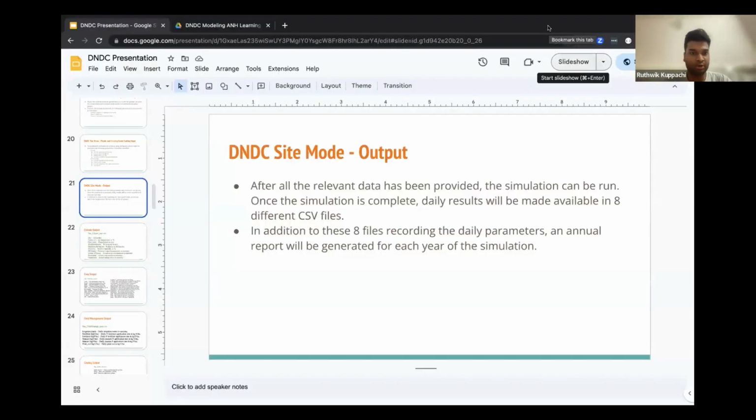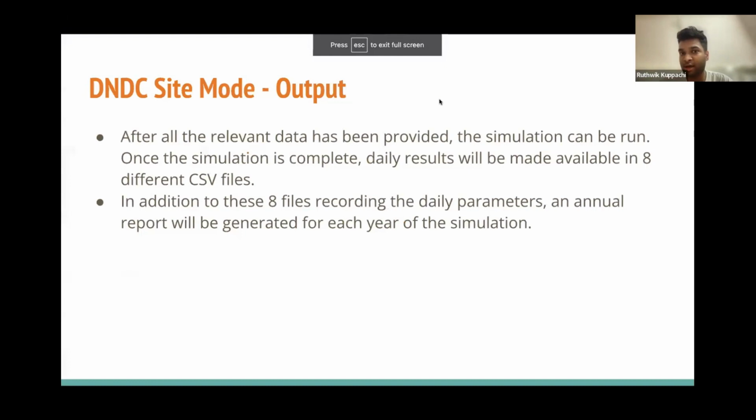So again, I'll be covering this pretty quickly. It's just some details on how to interpret the output. So first of all, as Dr. Masumi has already mentioned, there are two types of simulation modes. One is the site mode, one is the regional mode. And obviously, we've discussed that. The format of the output depends on the type of simulation you go through.